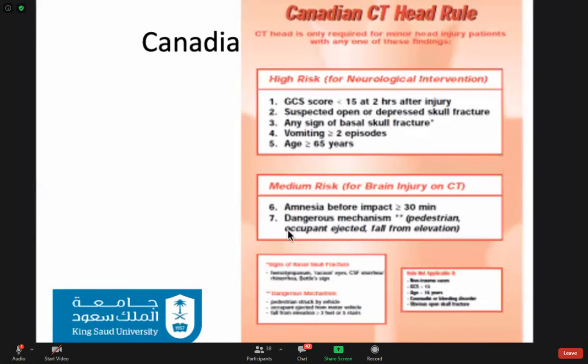Medium risk: amnesia before impact, 30 or more minutes, dangerous mechanisms. And then you have to actually read the Canadian CT head rules definitions of what signs of basal skull fracture are, what dangerous mechanism is, and then the rule out. So GCS, age, I think if they're on any blood thinners or have any bleeding disorders such as hemophilia and so on and so forth.